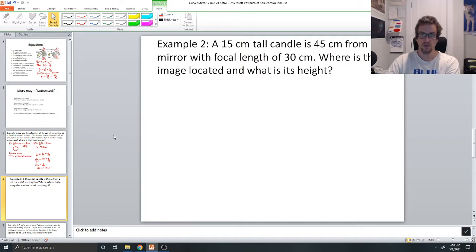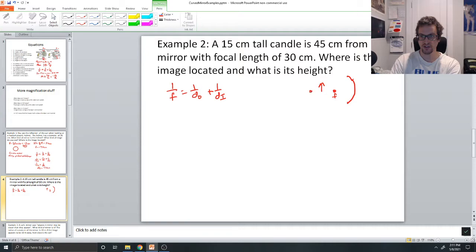Okay. We've got a 15 centimeter tall candle, 45 centimeters from the mirror, focal length of 30. And I want to know where the image is located and what is its height. Okay, so pretty simple. We go 1/f equals 1/do plus 1/di, right? And by this means, we've got this mirror here. Here's the focal point. I'm just going to draw an arrow. Here's the candle. All right, we know sort of what's going to happen.